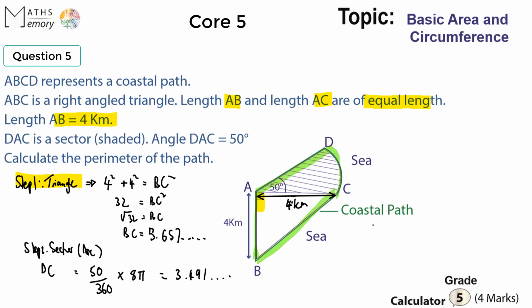Keep that interim answer. Let's do the fun part and add them all up together. So the full perimeter of this coastal path, 2 bits are really easy: AB plus AD, that's 4 plus 4. DC is going to be plus 3.491. And BC is going to be 5.657. Obviously, use your full answers for all of these on the calculator. I've just done this to shorten the answer. And obviously, 17.1 to 3 significant figures. This will be your final answer for this coastal path.